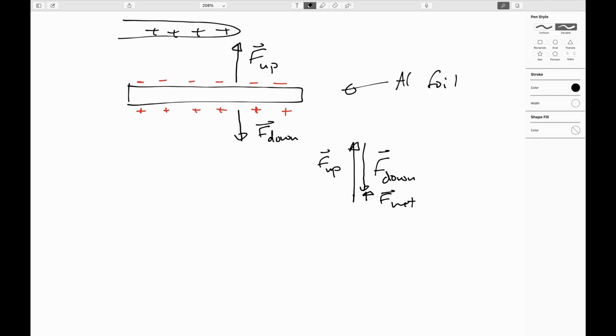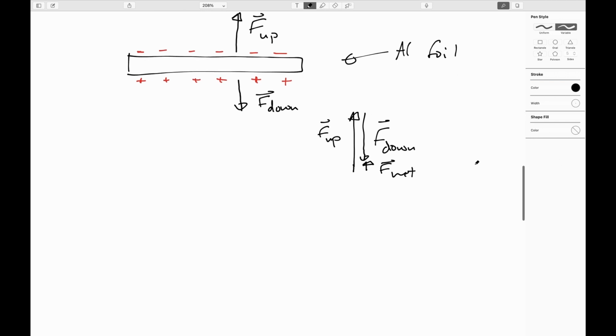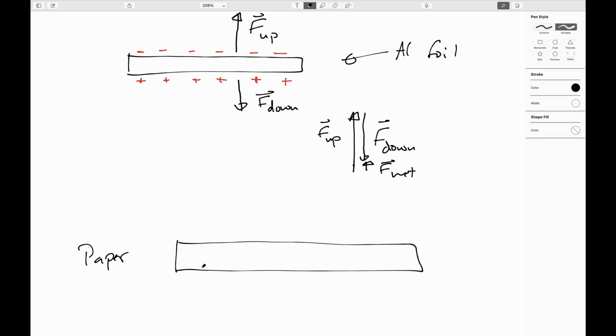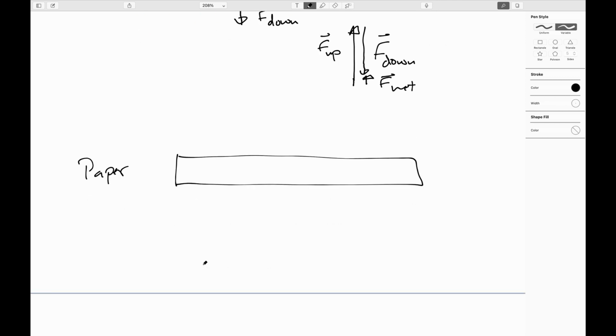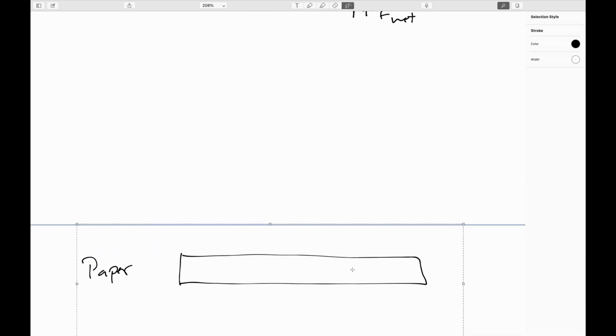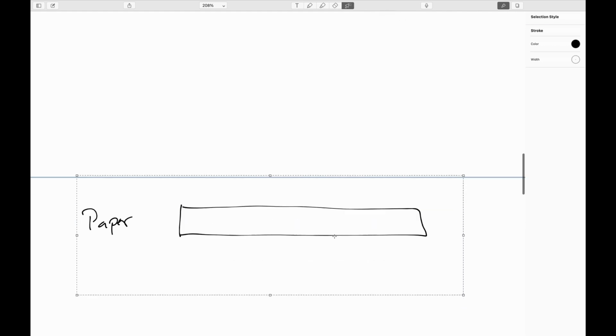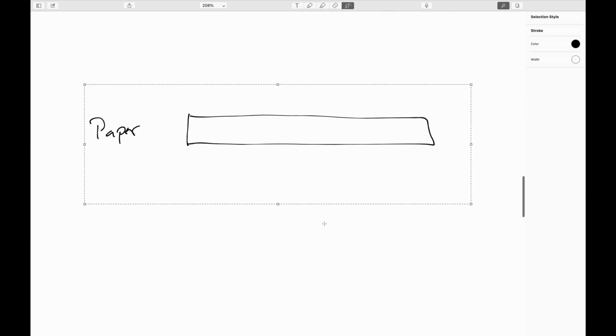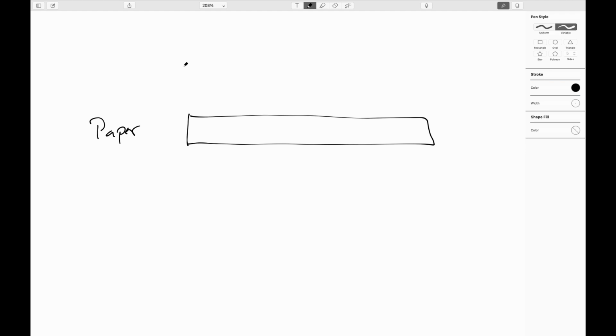And it turns out that this effect, although I showed it here with the neutral conductor, is what was happening with your paper bits in the previous video. So let's say now this is a piece of paper. Let me move that all down here. Okay, so let's say you bring a positively charged rod again over your piece of paper.